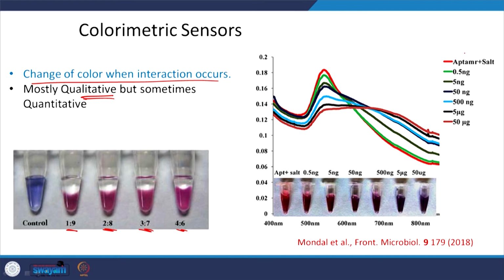Here you can see that you have an aptamer and the salt, and then you start increasing the concentration of the salt, from 0.5 nanogram to 250 micrograms, and it shows a red shift, and that is how you see it in the color. Using these techniques is very useful, because you can have a strip where you put the analyte and it shows a change in color, and you will immediately know that this particular compound is present in the analyte matrix.